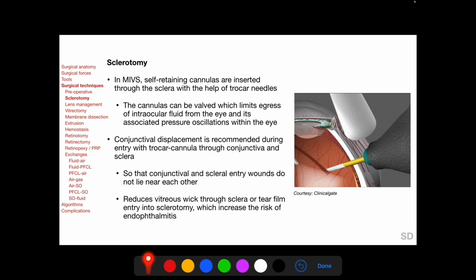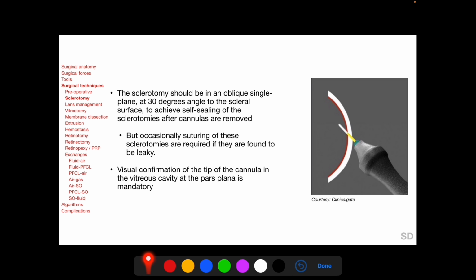And conjunctival displacement, as shown here in this figure, is recommended during entry of the trocar and the cannula through the conjunctiva and the sclera, so that the conjunctival and the scleral entry wounds do not lie near each other, reducing vitreous leak through sclera or tear film entry into the sclerotomy, which increase the risk of endophthalmitis. The sclerotomy should be in an oblique single plane at 30 degrees to the scleral surface, as shown here in this figure, to achieve self-sealing of the sclerotomies after the cannulas are removed.